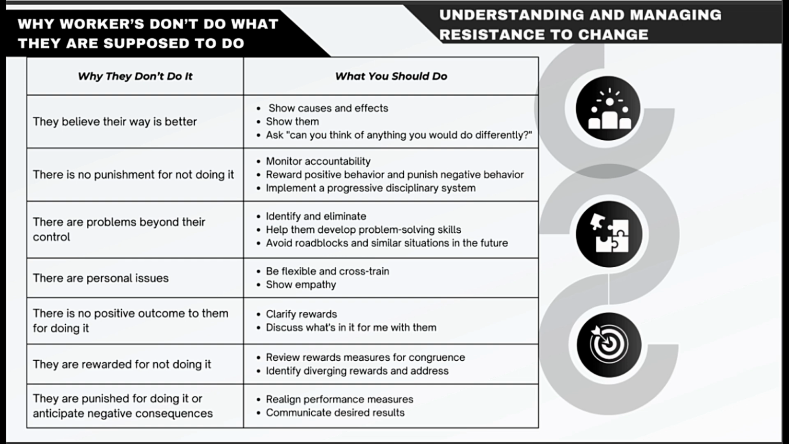And lastly, when workers anticipate negative consequences or are punished for doing what they are supposed to, it can create a disincentive for compliance. To address this, realigning performance measures ensures that employees are not penalized for fulfilling their responsibilities. Communicating the desired result clearly outlines expectations and encourages employees to focus on achieving positive outcomes rather than avoiding punishment.